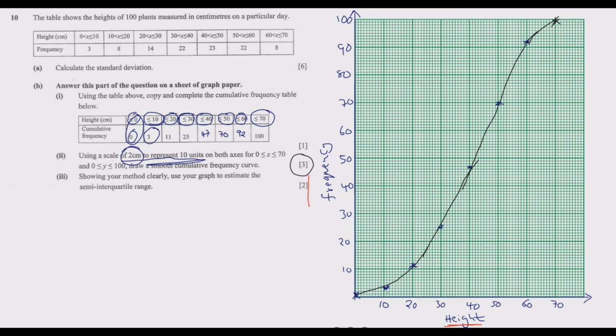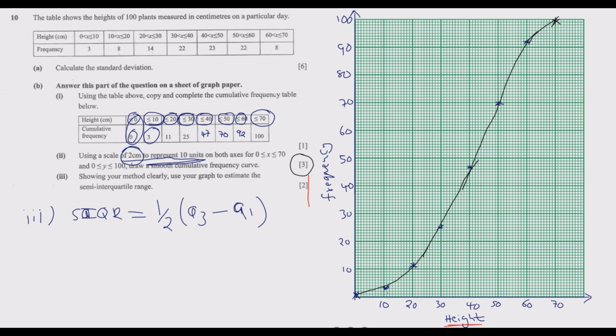Then you go to Roman numeral 3, showing your method clearly. Use your graph to estimate the semi-interquartile range. The semi-interquartile range is given by half of the interquartile range, which is basically the Q3 value minus the Q1 value. Remember Q3 is the 75th percentile, then Q1 is the 25th percentile.